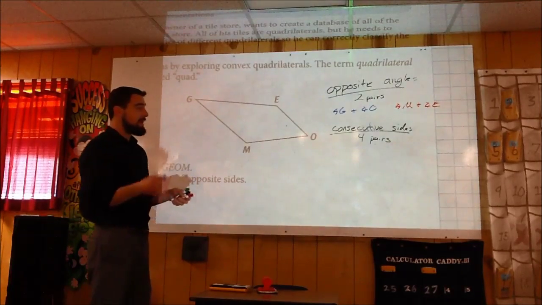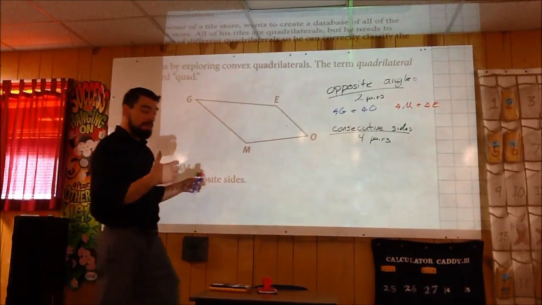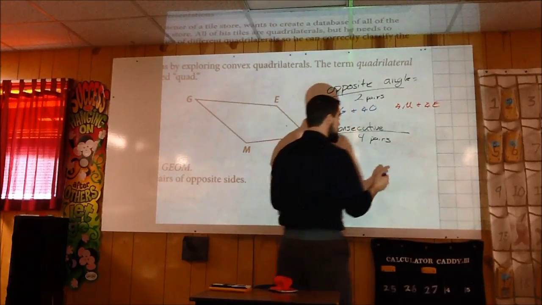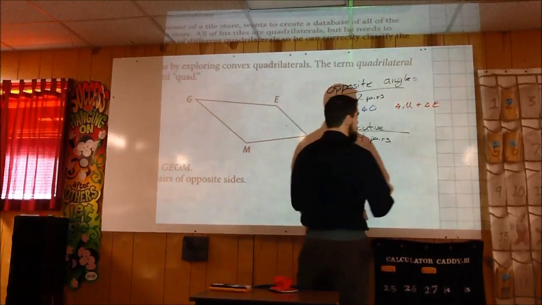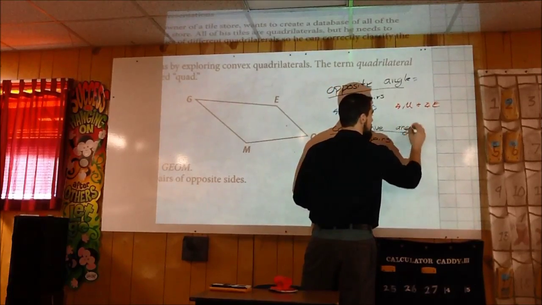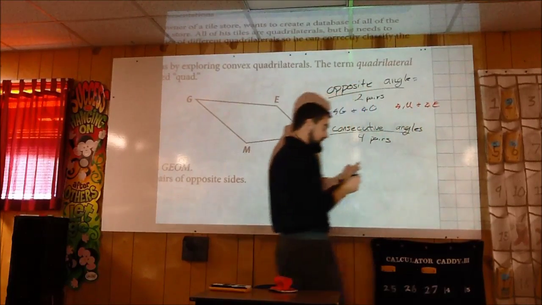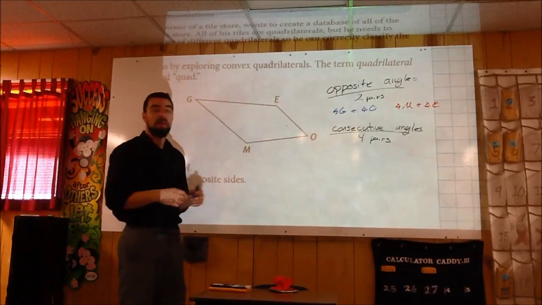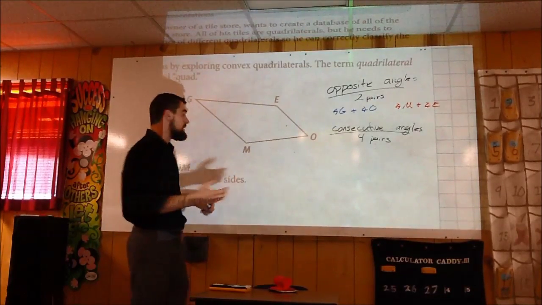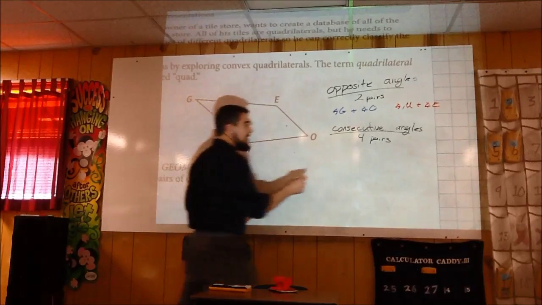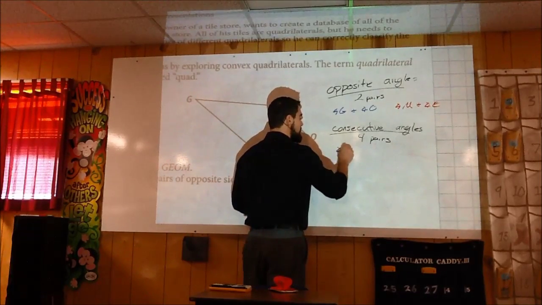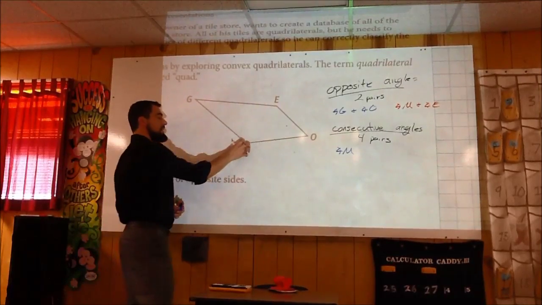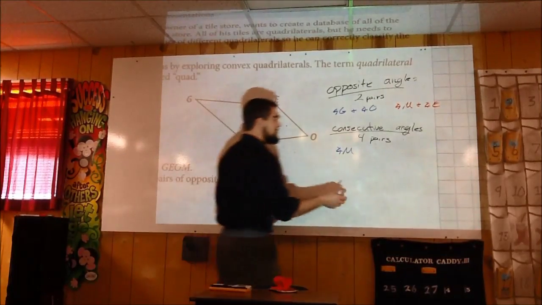Then, the same concept with consecutive sides, we now apply to consecutive angles. These are angles that are right next to each other. In order to identify these, we're going to use the same method. I'm going to start at one of the angles and just keep going around. I'm going to choose to go clockwise this time. So I'm going to start at angle M. If I'm traveling around this quadrilateral in a clockwise manner, and I start at M, what's my next angle? What's consecutive to it?